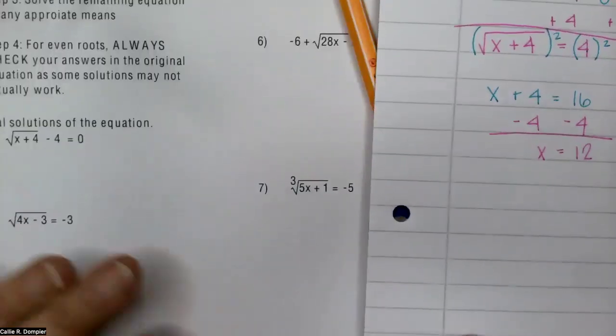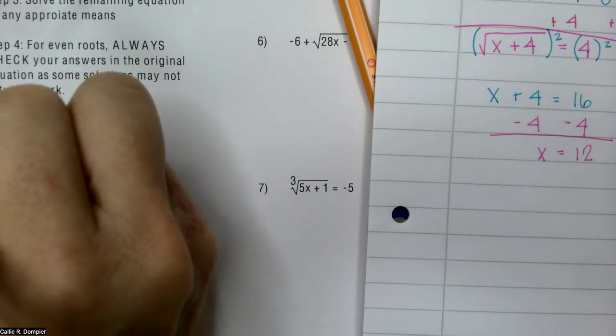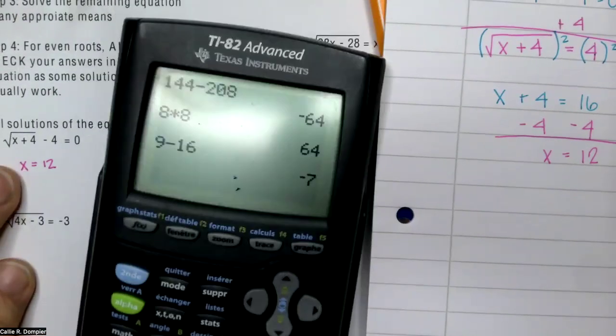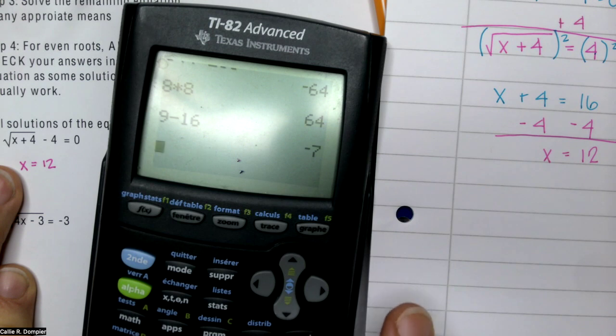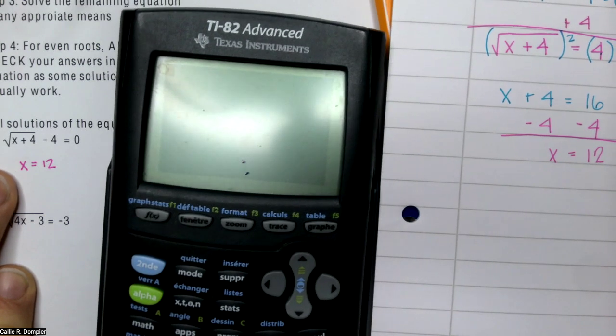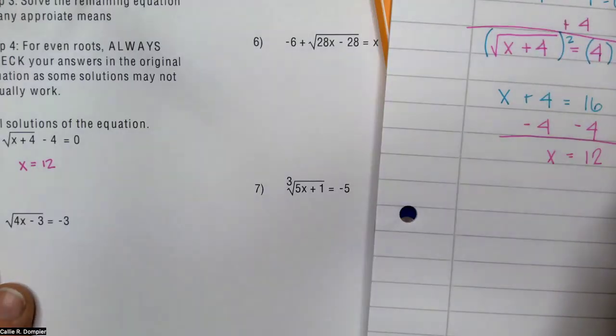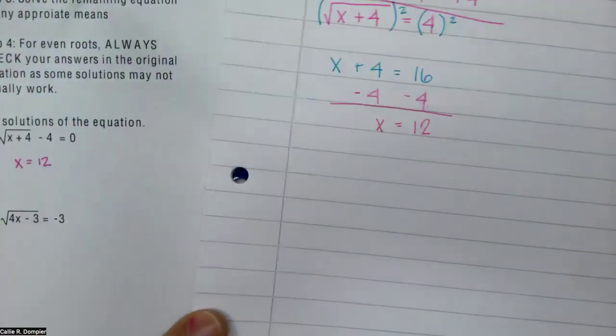So for number 2, our answer is x equals 12. We can always put that into the equation to make sure it's true, okay? All right, so we have the square root of 12 plus 4 minus 4, and we should get 0. We got 0. Good? Okay, number 3.